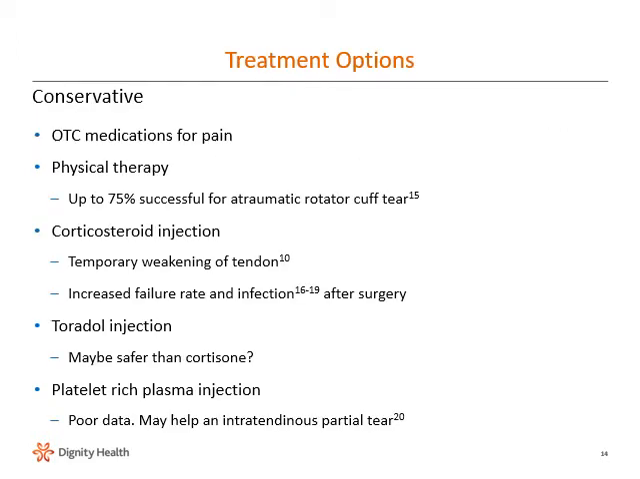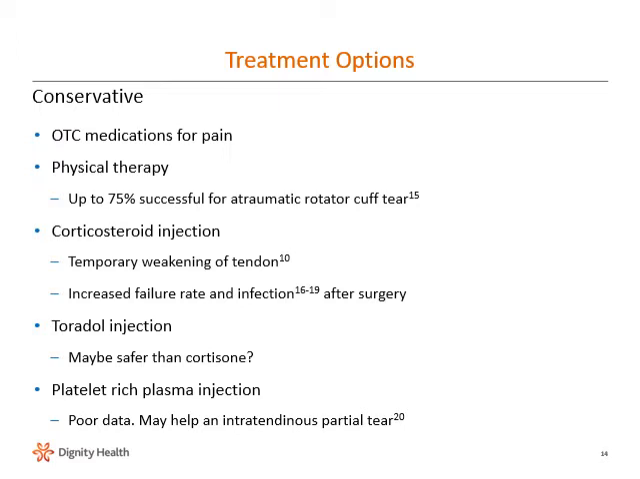So when I see patients with rotator cuff tears, we have several treatment options. Generally, for smaller chronic tears, starting with conservative treatment is very appropriate. Physical therapy has somewhere around a 50 to 75% success rate for giving pain relief for, again, chronic atraumatic rotator cuff tears. Corticosteroid injections, quite debatable.